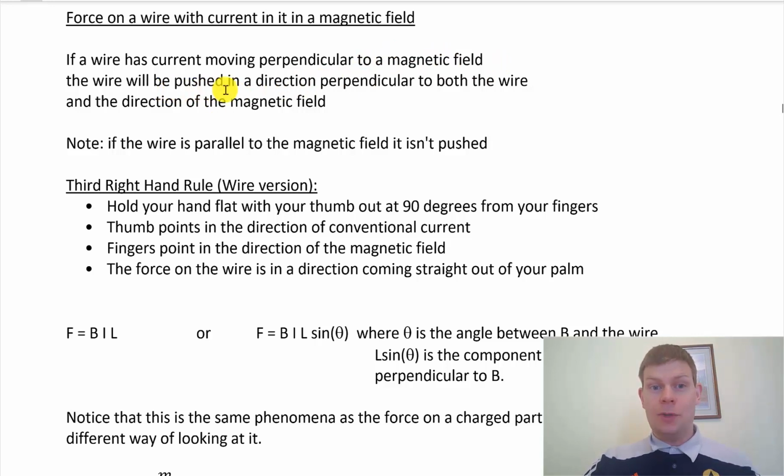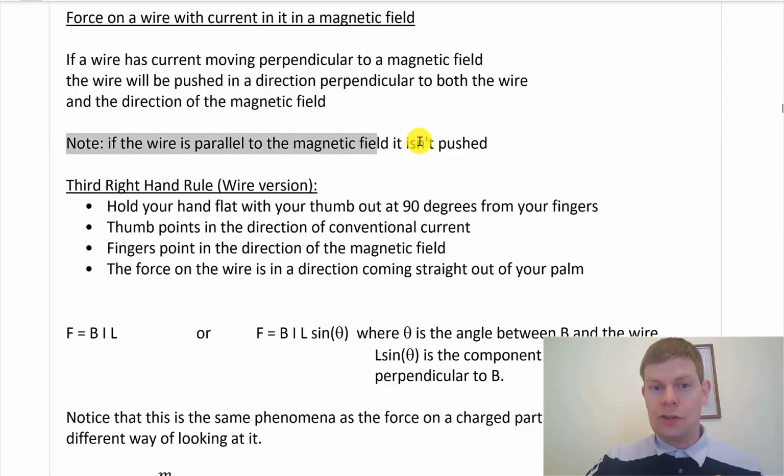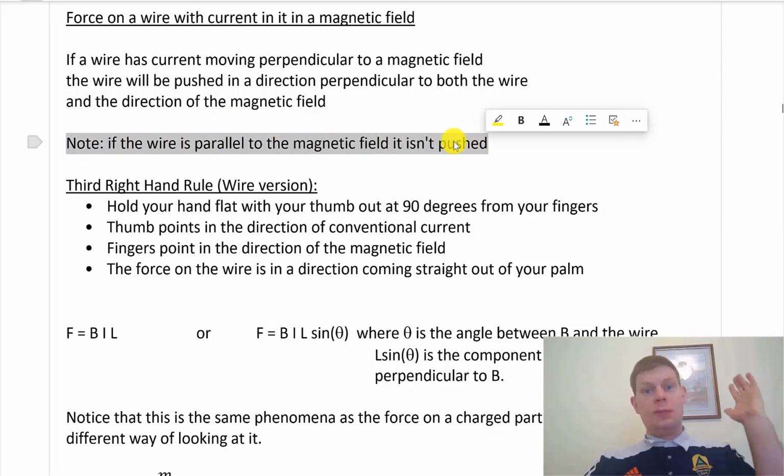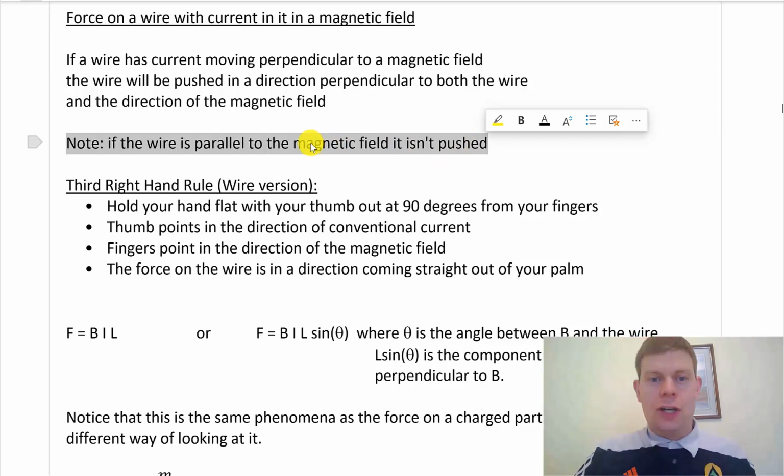the wire is going to be pushed in a direction perpendicular to both the wire and the direction of the magnetic field. So exactly like the other guy. Another cross product like thing. The force ends up being perpendicular to both the direction of the current and the direction of the magnetic field. And if the wire is parallel to the magnetic field, it's not pushed. So if you've got current flowing in the same direction as the magnetic field, or current flowing in the opposite direction of the magnetic field, no effect.